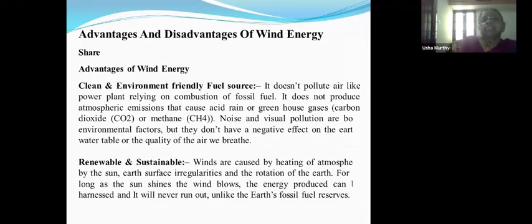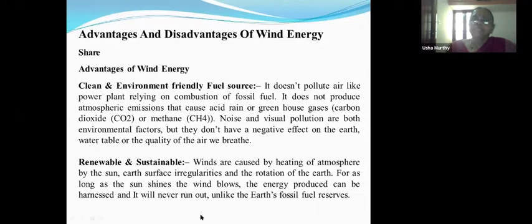And of course, there are some advantages and disadvantages of wind energy. Again, the advantage is that wind energy is a clean, environmentally friendly fuel source. It does not pollute the air like power plants relying on the combustion of fossil fuels. It does not produce atmospheric emissions that could cause acid rain, or greenhouse gases. Noise and visual pollution are factors, but they don't have a negative effect on the water table or the air we breathe. And it is a renewable and sustainable energy.